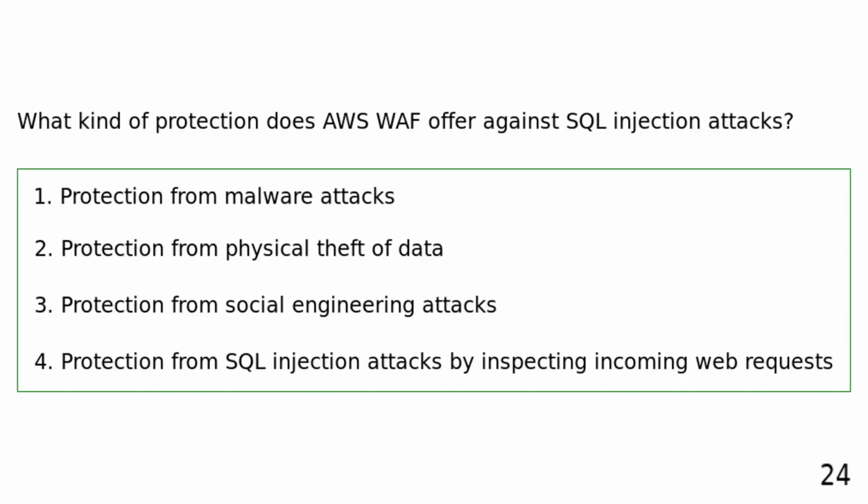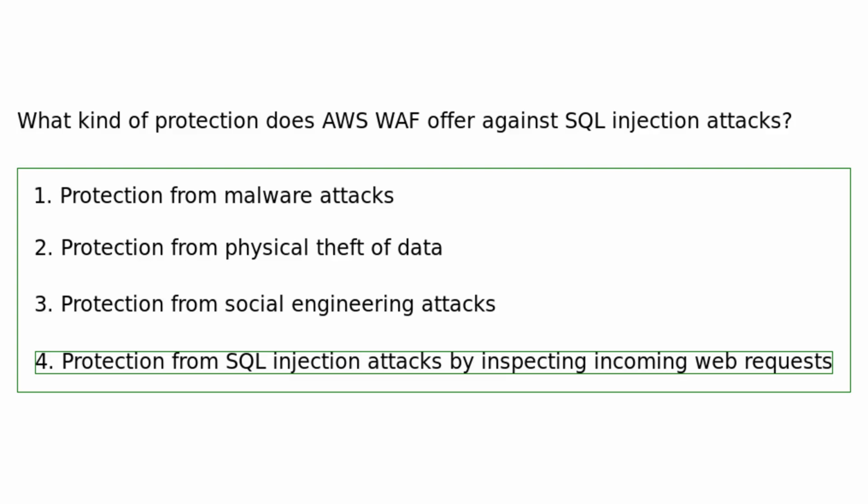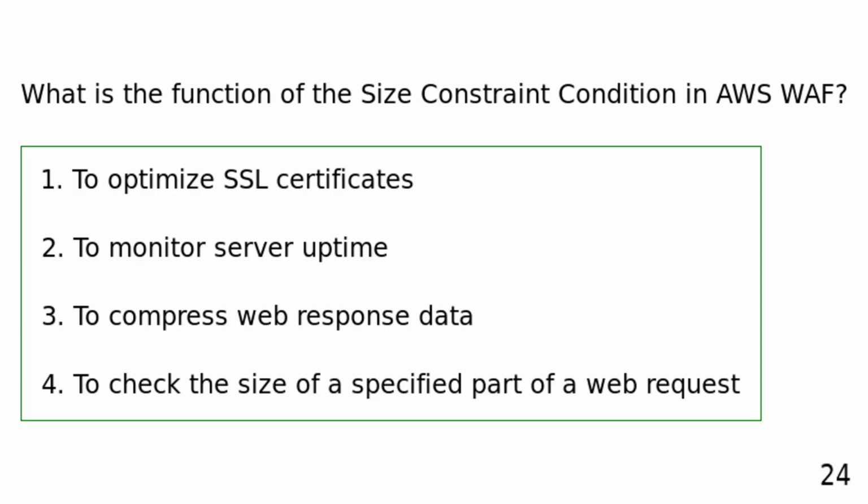What kind of protection does AWS WAF offer against SQL injection attacks? Protection from malware attacks. Protection from physical theft of data. Protection from social engineering attacks. Protection from SQL injection attacks by inspecting incoming web requests. AWS WAF offers protection from SQL injection attacks by inspecting incoming web requests and blocking those that contain potential SQL injection patterns.